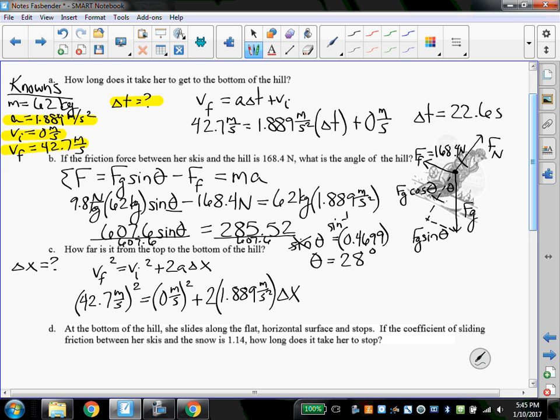So as you guys can see, some of these problems, we're just kind of flipping back and forth between Unit 3 and Unit 5, which is totally okay. Anyway, once we put that into our calculator, we find that delta x ends up being 482.6 meters. That's how long this hill is.